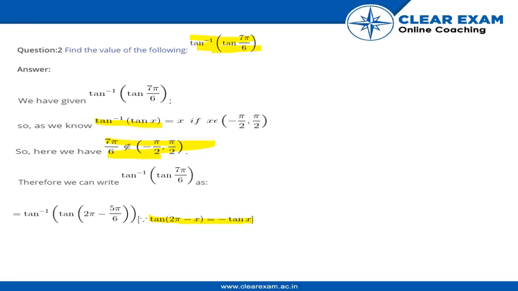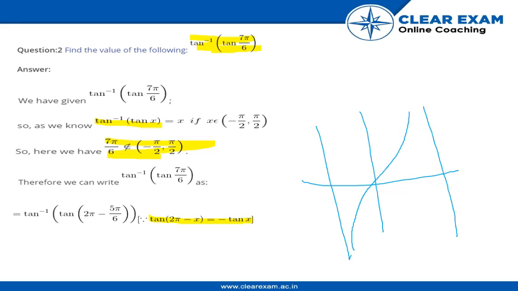I think I need not draw the graph, still I'll draw it. Let me draw the graph. The graph of tan x looks something like this. So you can see that tan of 2 pi minus x is equal to minus tan x. Applying the same thing, we get the simplified version of the original expression. We get tan of 2 pi minus 5 pi upon 6 as minus tan 5 pi upon 6.